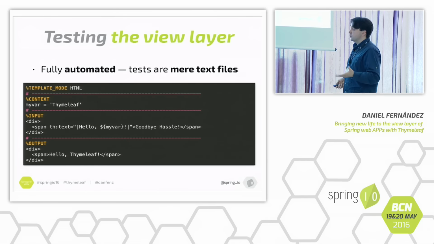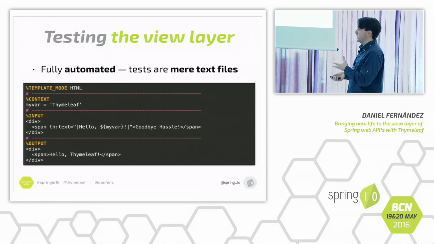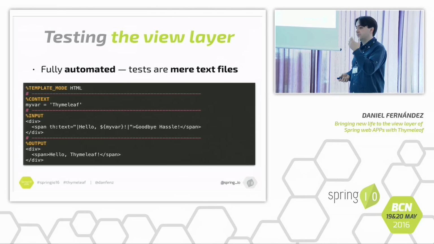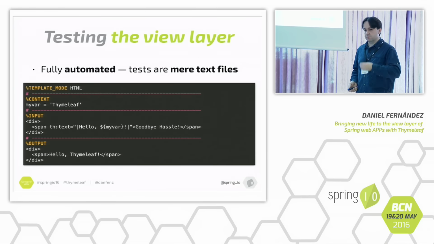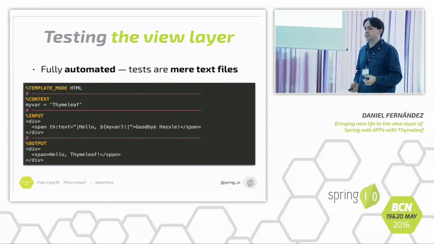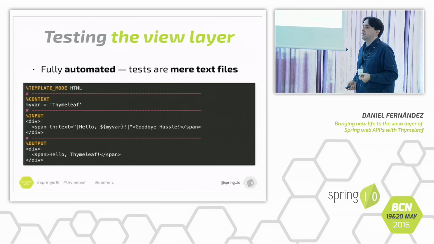We could specify the output. We could say, okay, it has to look like this. Again, it could be a path to a file containing the output. And we might create lots and lots of these files and just throw them in a folder and have Thymeleaf testing execute them in an automated manner. Okay, from where? From, for example, JUnit tests.